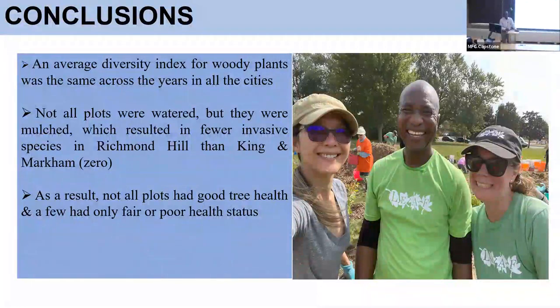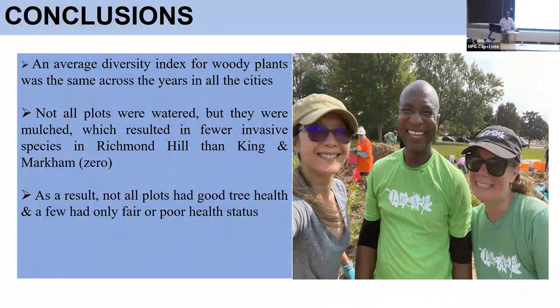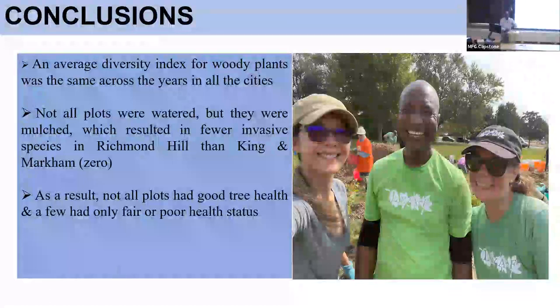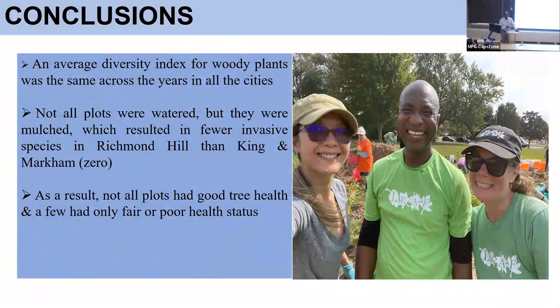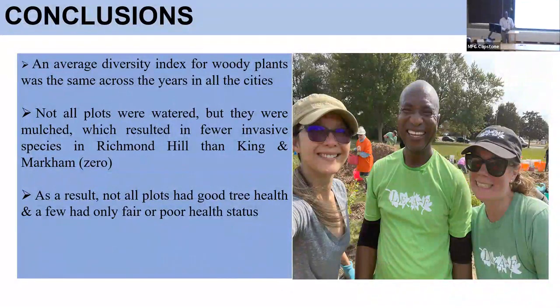The average diversity index for woody plants was the same across the years in all the cities, and it can be concluded that there is more diversity in the trees and shrubs established by LEAF across the region. Also, by their practice, not all plots were watered, but they were mulched, which resulted in fewer invasive species, with fewer identified in Richmond Hill and none in King and Markham City. As a result, not all plots had a good tree head status, and a few had only fair.